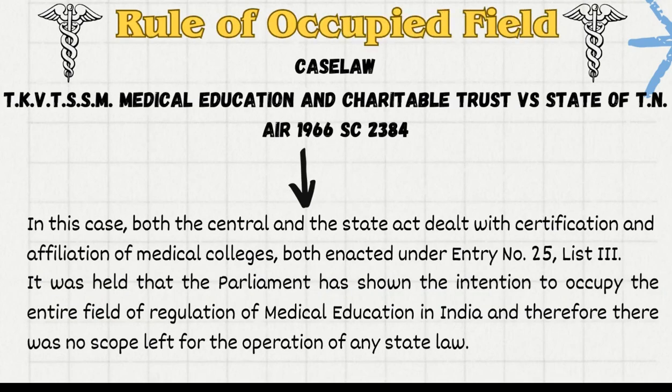Next, we shall briefly discuss the case of TKVTSSM Medical Education and Charitable Trust and the state of Tamil Nadu. In this case, conflicting laws were enacted by the Parliament and the Tamil Nadu legislature related to recognition and affiliation of medical colleges. In this case, it was contended that in fact there was no repugnancy between the state law and the central law and that both were capable of being observed.